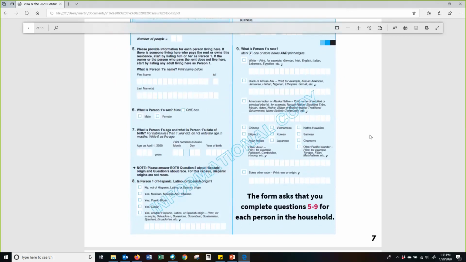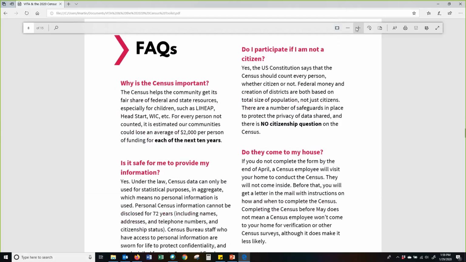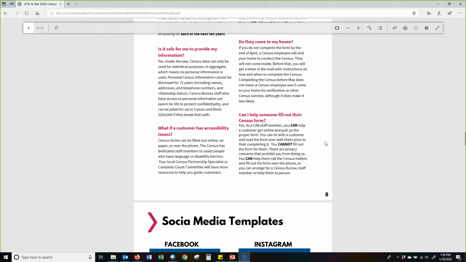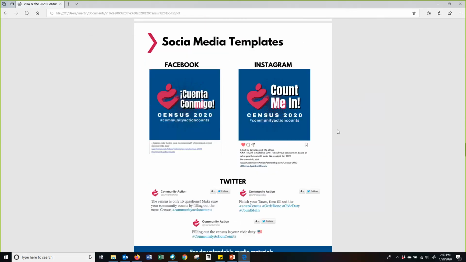It goes through each person. It asks the gender and the race and Hispanic origin and the birthday and the name of each person. That's pretty much it, and you repeat per person. It's estimated that for most households, it'll take about 10 minutes to complete the form. Let's scroll down. A bunch of frequently asked questions that are commonly asked of us, which will help people be able to respond.